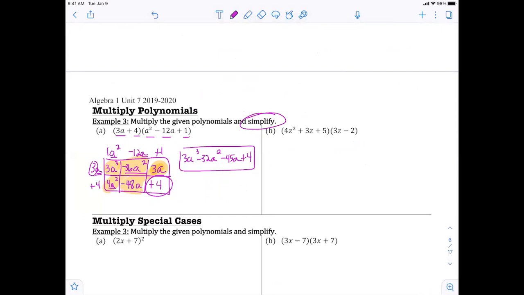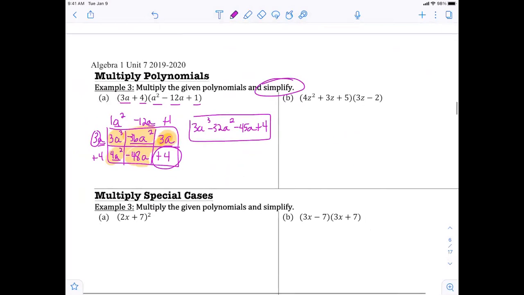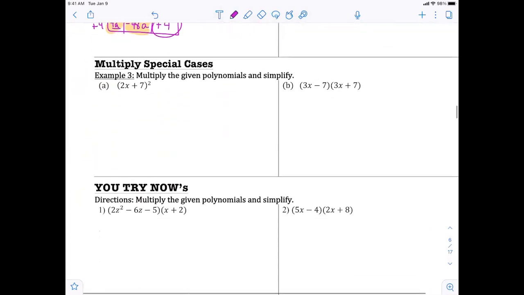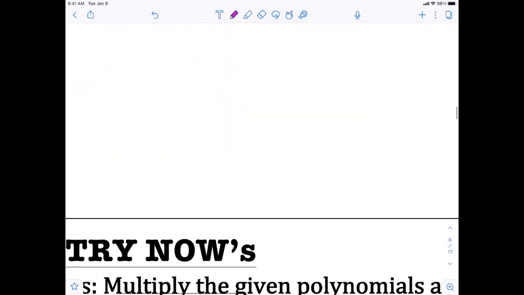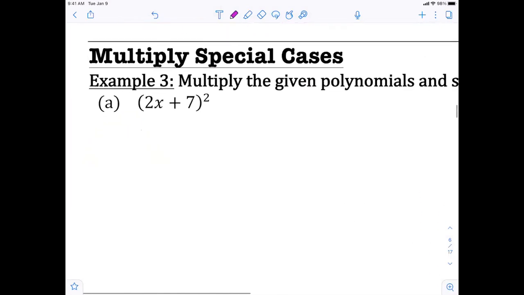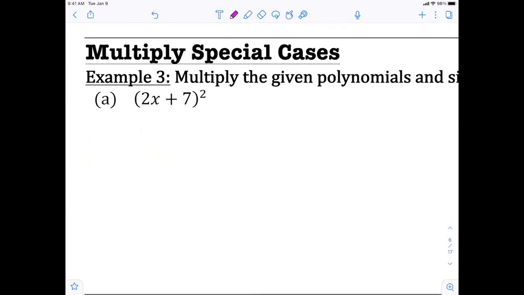Okay. All right, guys. If you want to give B a shot, I'm going to be going over this in class today. If you want to try some of the special cases, though, there is one that I want to go over with you guys. And it's one that looks like this. And you're probably looking at it, and we're still multiplying, we're still simplifying.